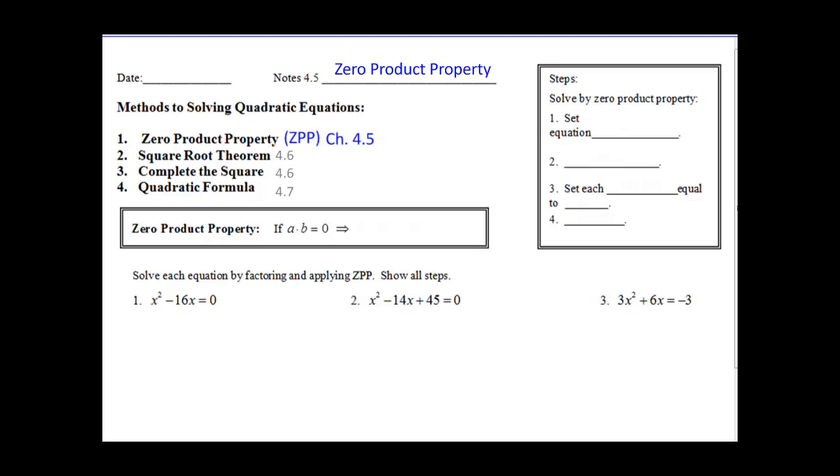Meaning, zero product property is what we're doing right now. We'll look at the square root theorem in 4.6. We'll look at completing the square in 4.6. And we'll do the quadratic formula in 4.7. What we need to look at now are the steps.